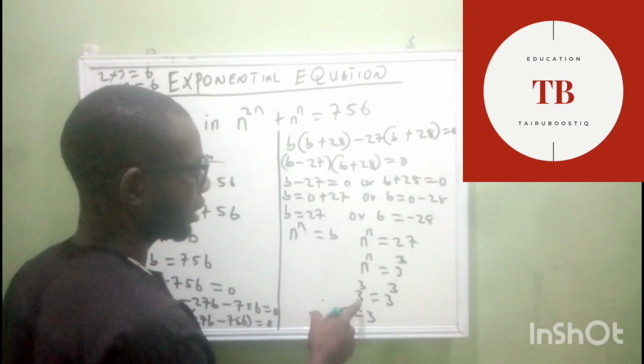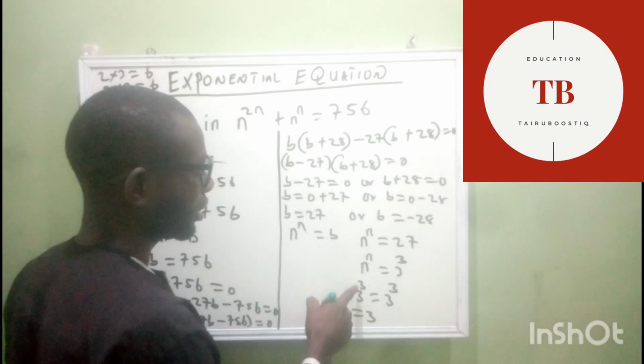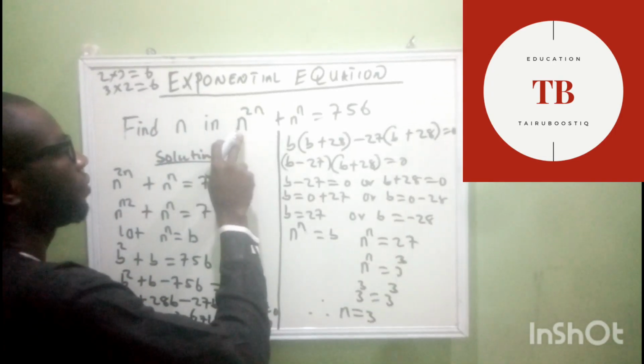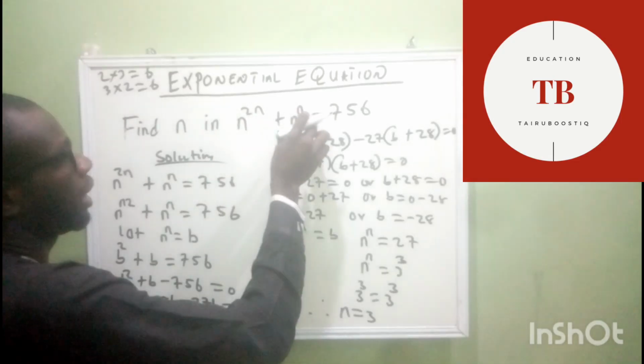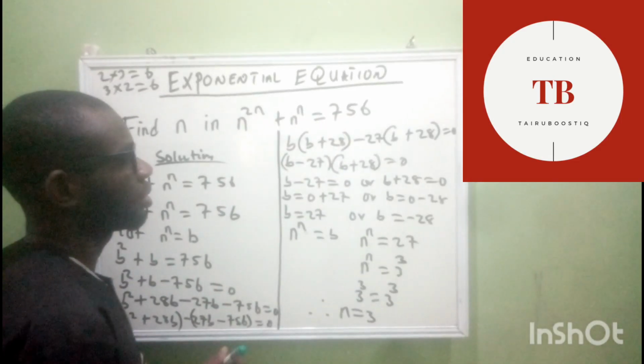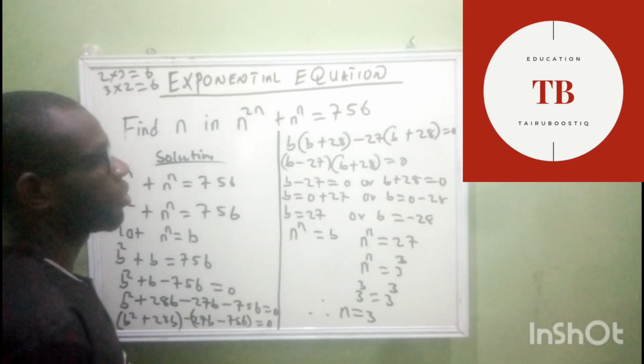Why? Since 3 times 3 is 9, and 9 times 3 will give us 27. And when you put the value of n equals 3 here and you add everything at the end, you are going to get 756. This is a simple way of solving this question.